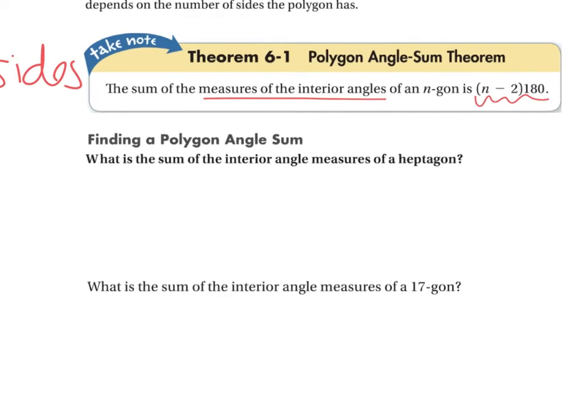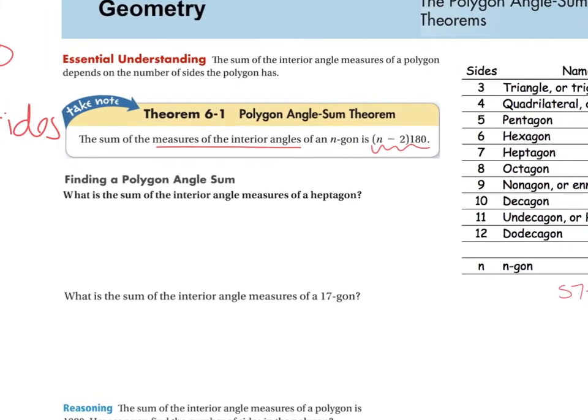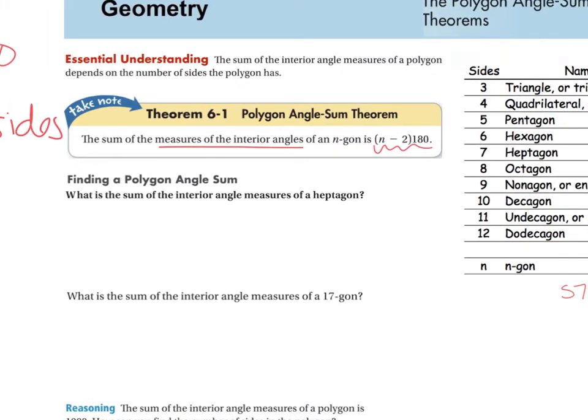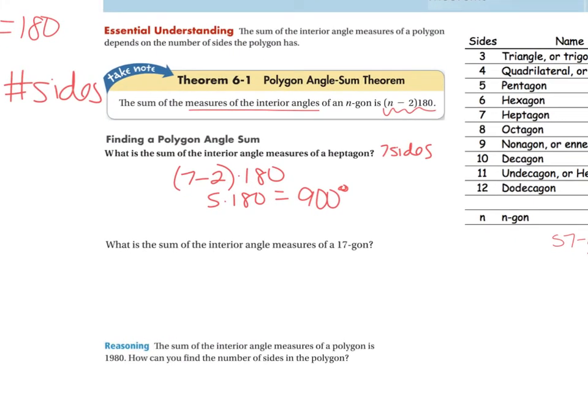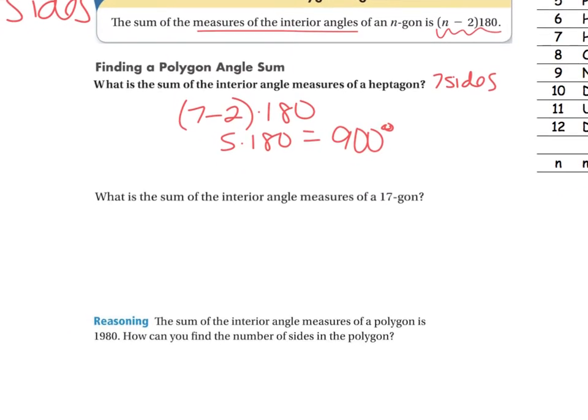So here's the first question. What is the sum of the interior angle measures of a heptagon? If you remember from our chart, a heptagon has 7 sides. So we would plug that into our formula. Instead of n, I'm going to put 7. That's where the number of sides goes. 7 minus 2 times 180. So do the parentheses. That gives you 5 times 180, and that gives you 900 degrees. So all of the interior angles of a heptagon add up to be 900. Kind of cool.